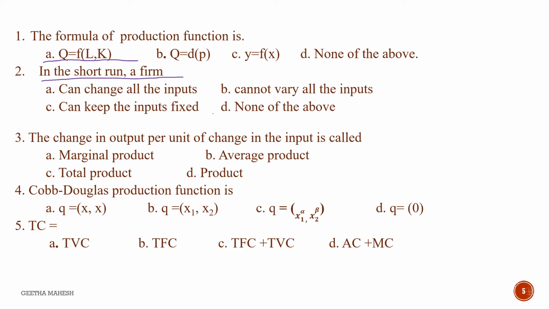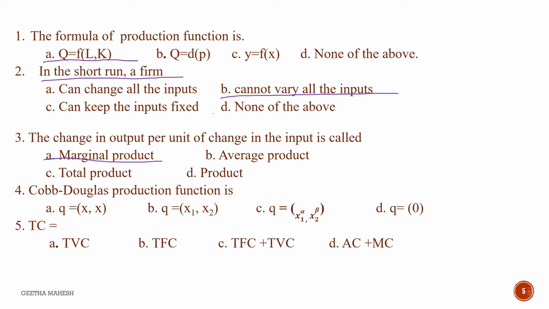In short term, firm can change all the inputs, cannot vary all the inputs, can keep inputs fixed, none of the above. Dear student, it is a short run. In the short run, firm cannot vary all the inputs. Change in output per unit of change in input is called marginal product, average product, total product or product. It is marginal product.